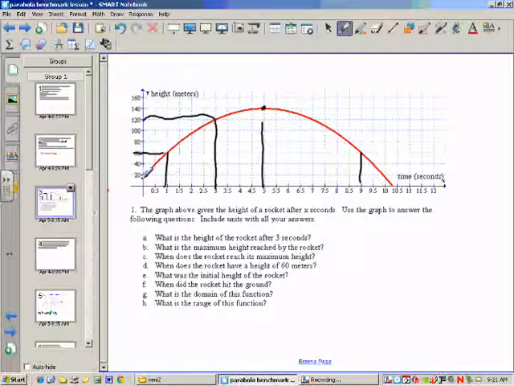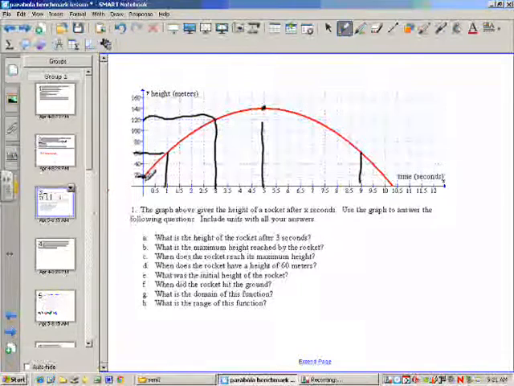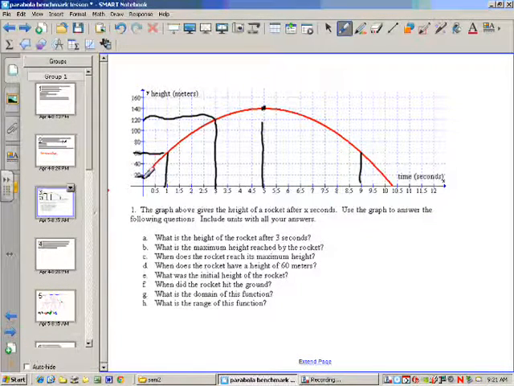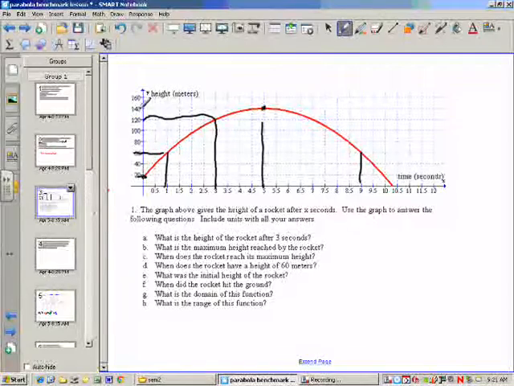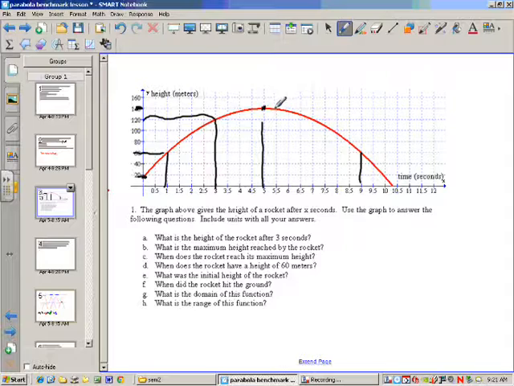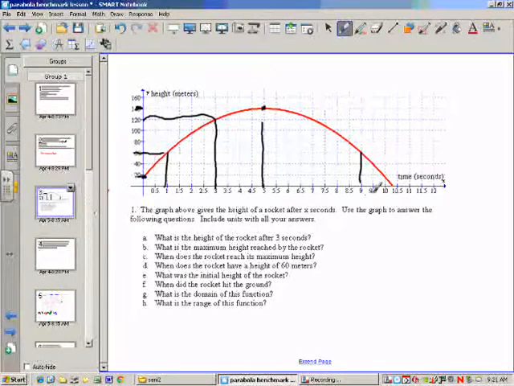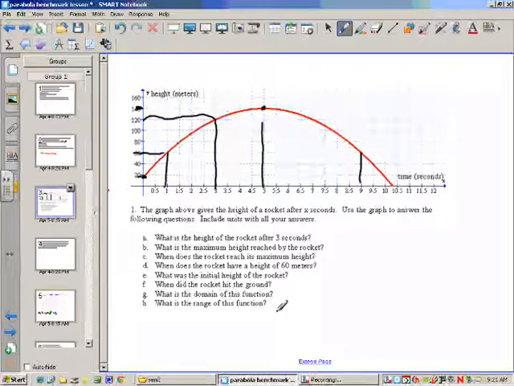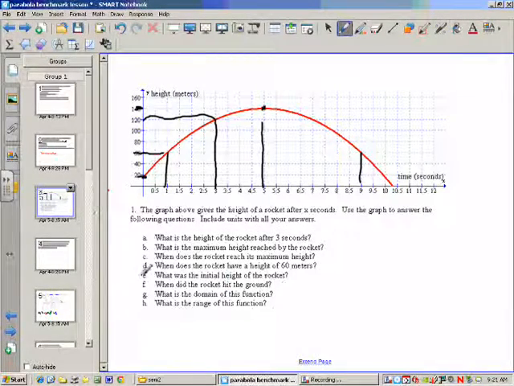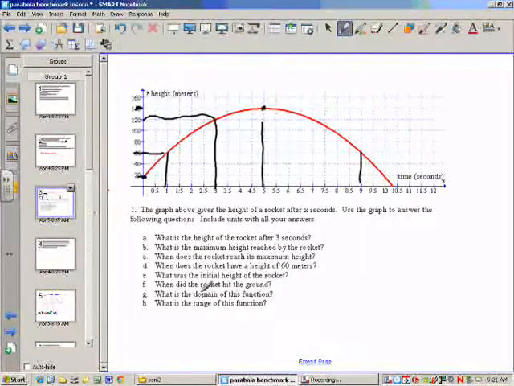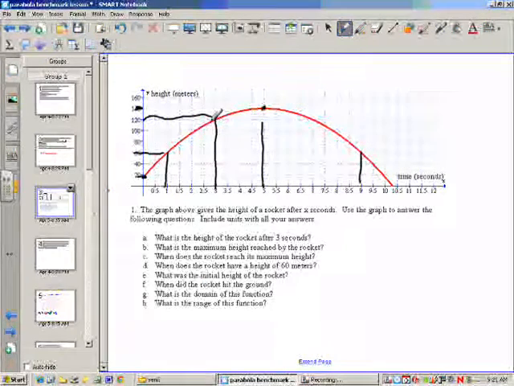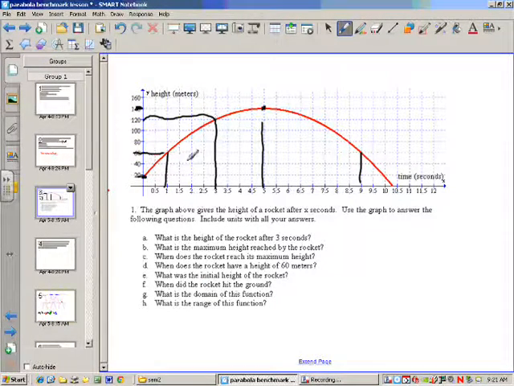A common possible mistake is to look at the starting height of 18 and say that the values go from 18 up to the max of 140, but that's only on the way up. On the way back down, it actually gets all the way down to 0, so we want to look across the whole graph and notice that the range goes from 0 to 140, and we don't repeat values. So even though there is a value of 60 meters on the way up and the way down, we don't list that value twice.